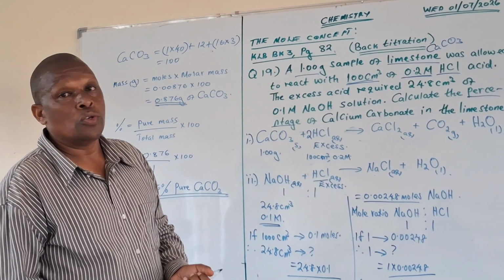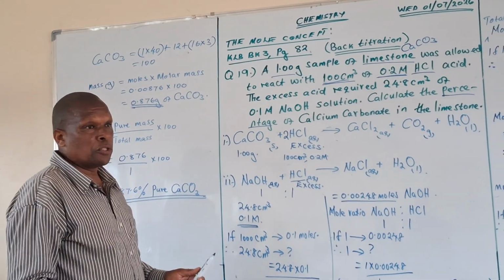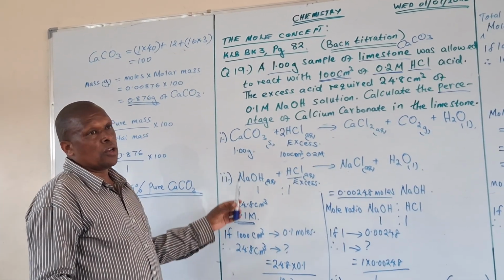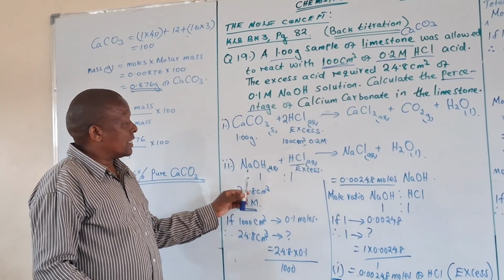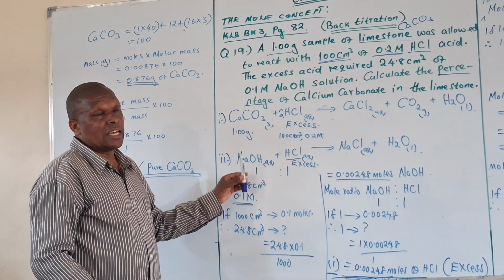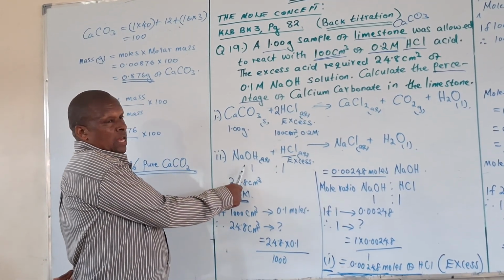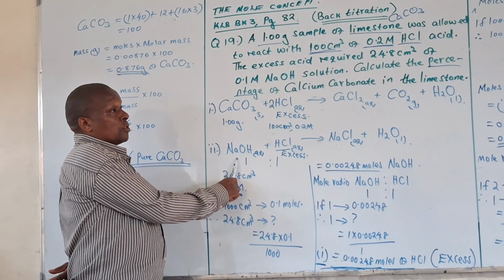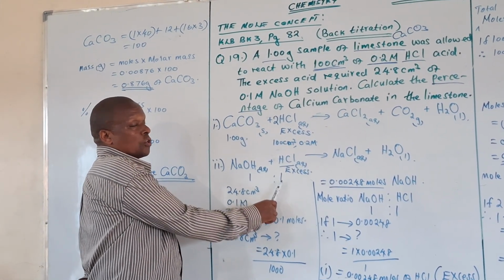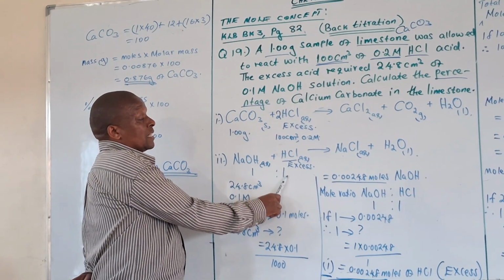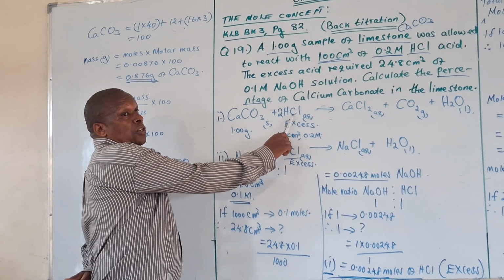So, back titration is a major challenge to a majority of the students. The students need to do a lot of practice on the same, and the student must be in a position to write a correct chemical equation. The chemical equations must be correct and balanced, so that you start from the known and then you move towards the unknown. In this case, we began with the moles of sodium hydroxide. Once we got the moles of sodium hydroxide, we use the mole ratio to get the moles of excess hydrochloric acid.